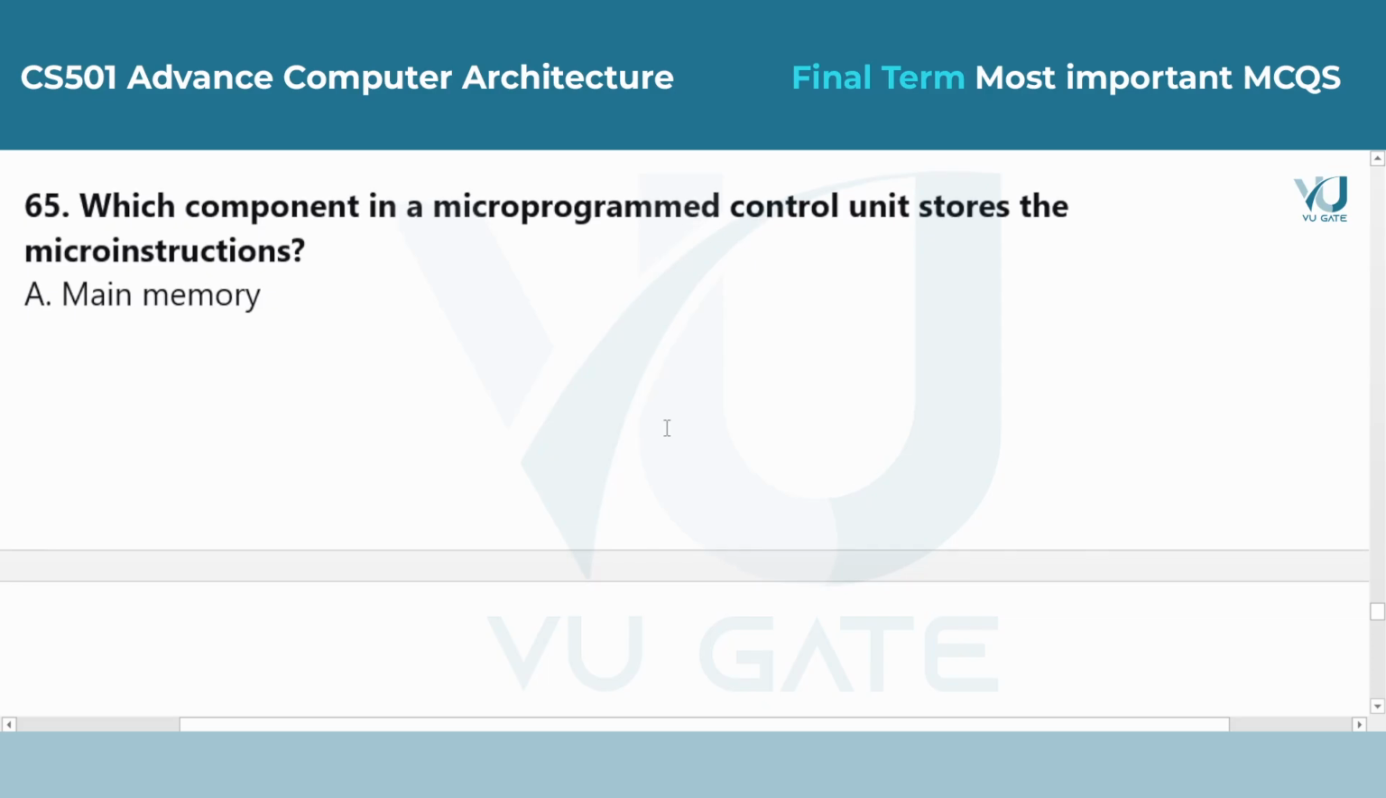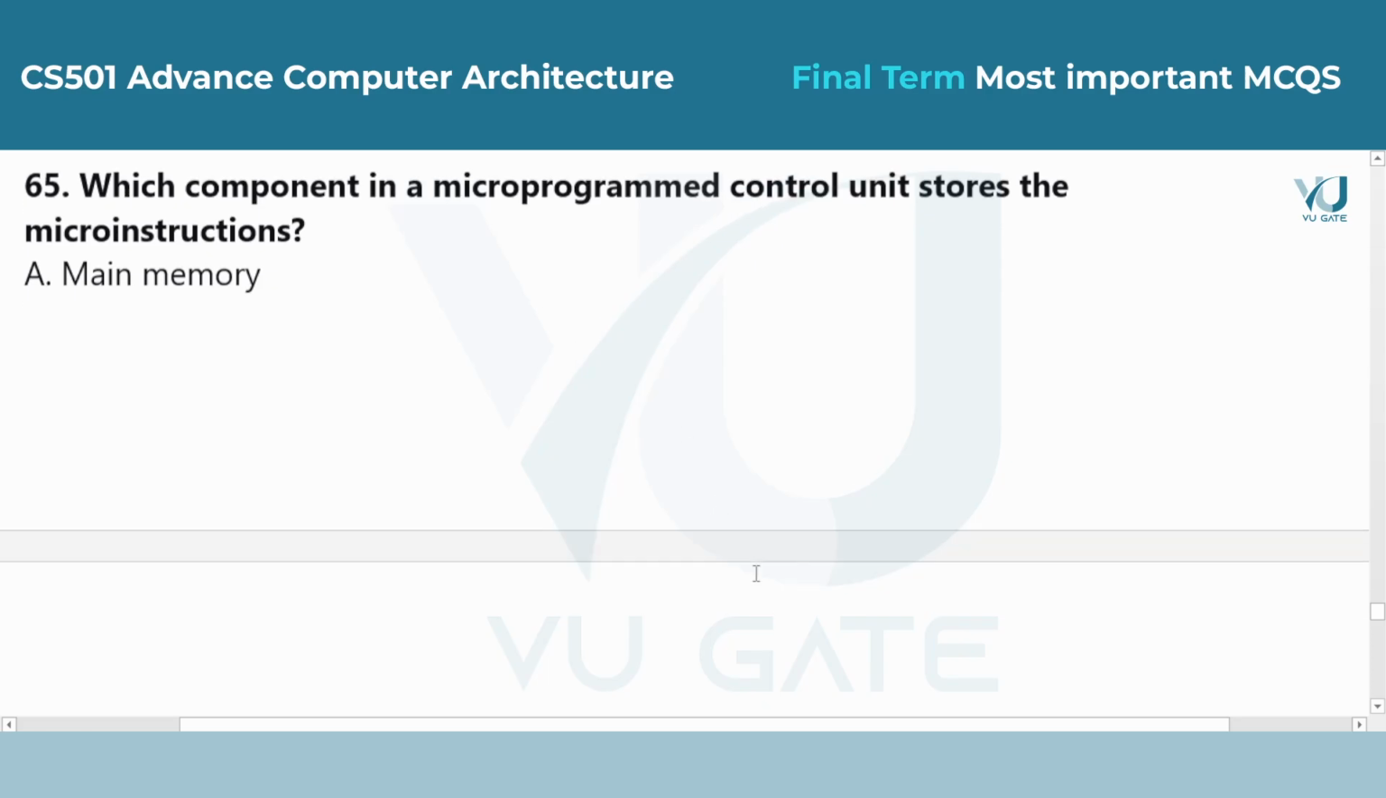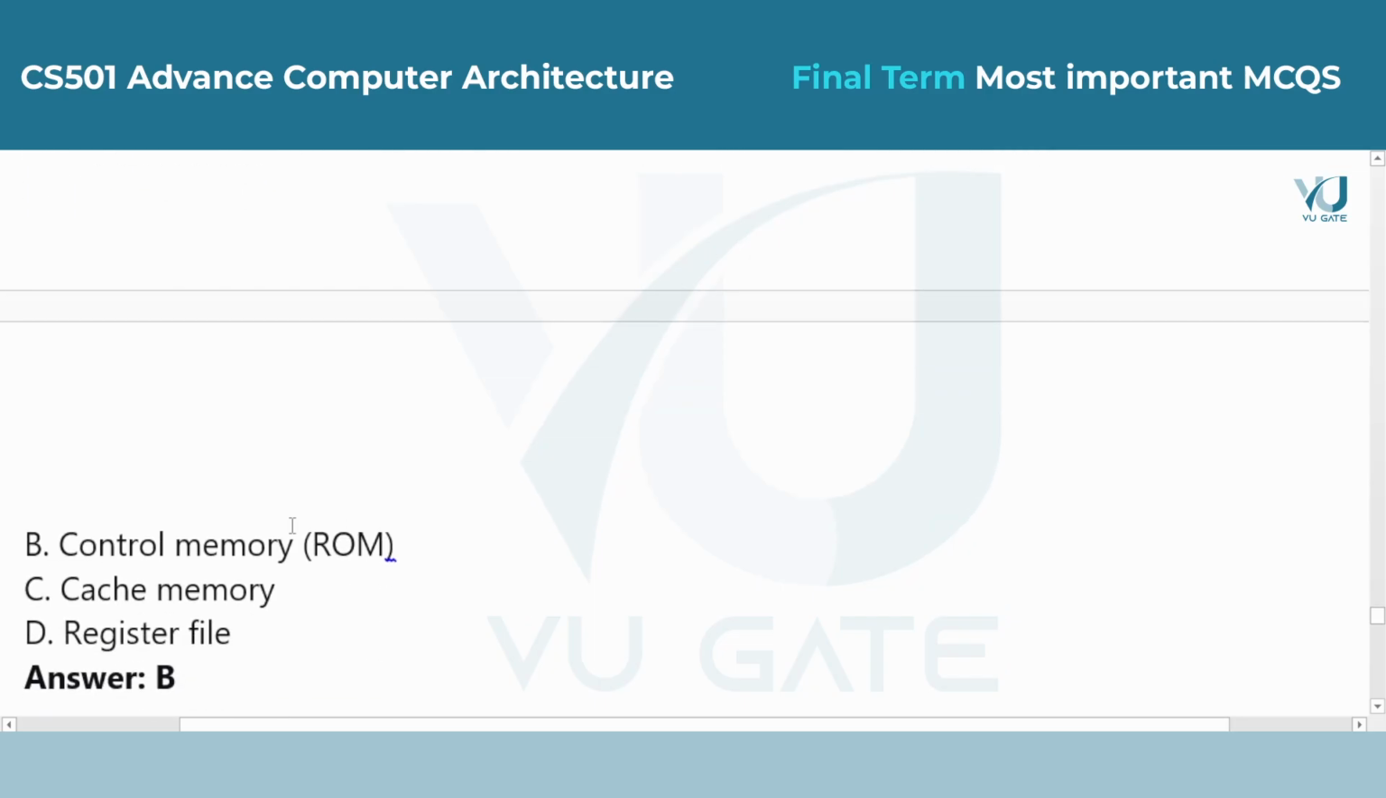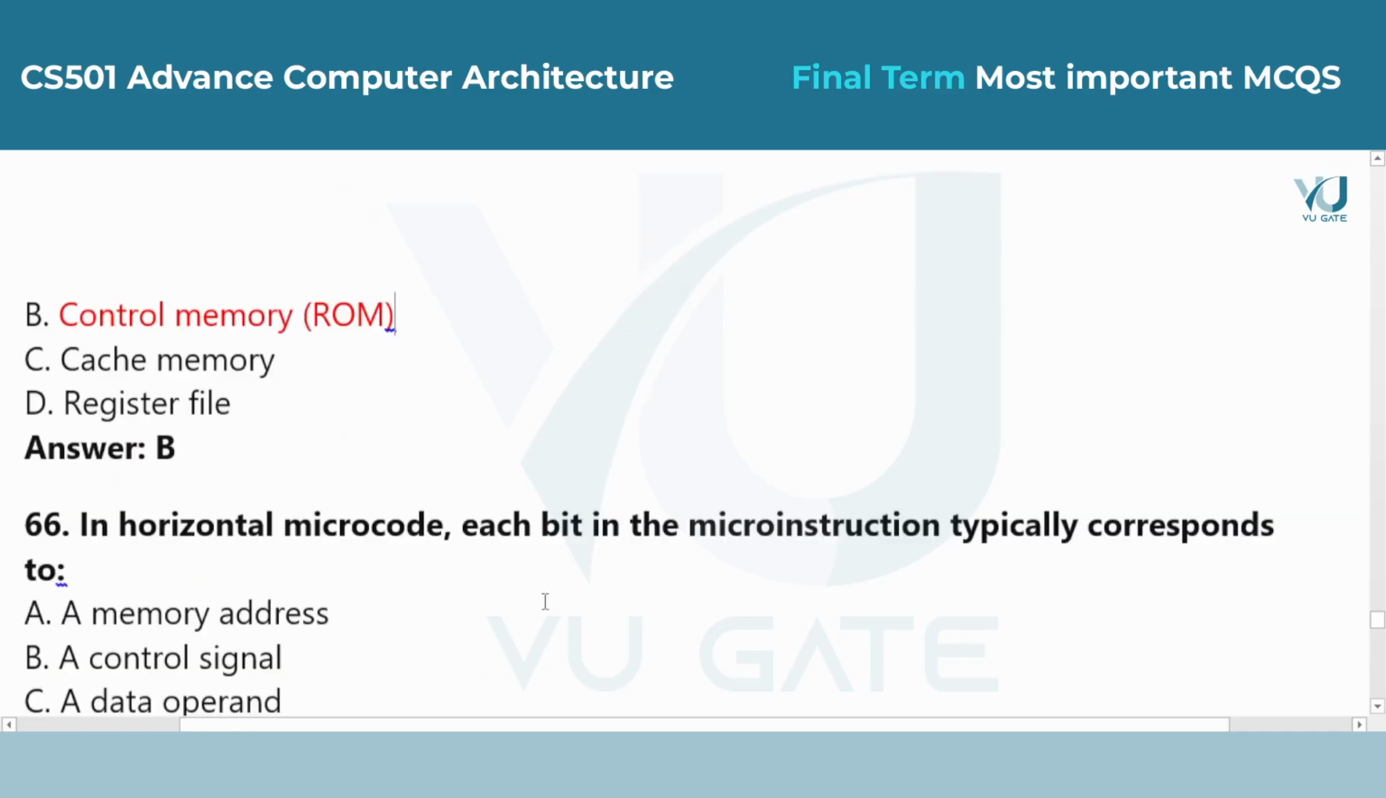65. Question: which component in a microprogrammed control unit stores the micro-instructions? Answer: B. Control memory, ROM. Concept: this internal ROM acts like a firmware storage for the CPU's most basic control signals.